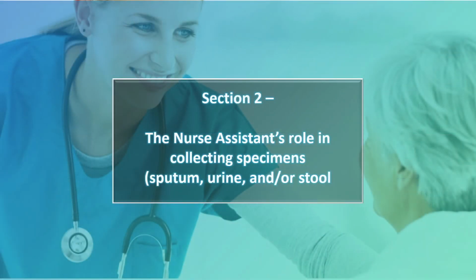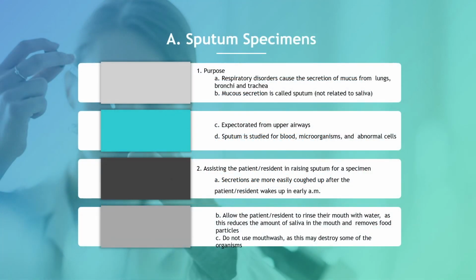Section 2. The nurse assistant's role in collecting specimens, sputum, urine, and/or stool. A. Sputum specimens. Purpose: respiratory disorders cause the secretion of mucus from lungs, bronchi, and trachea. Mucus secretion is called sputum, which is not related to saliva.